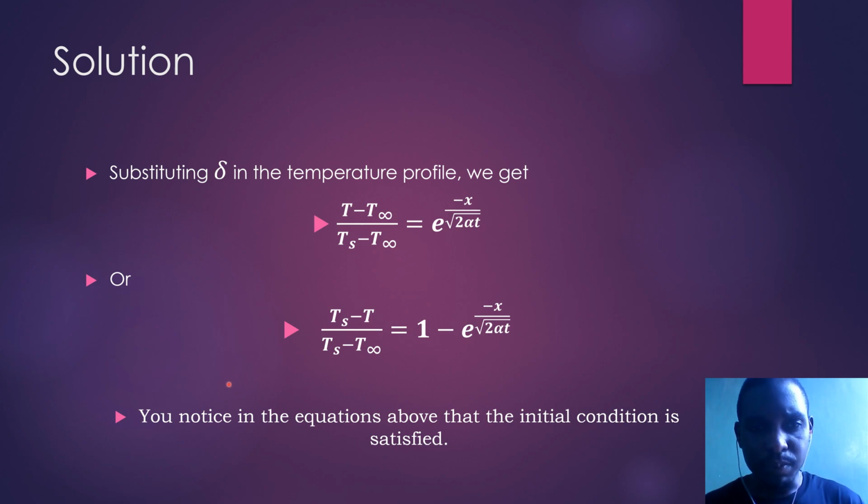Now you notice that we postulated that for the initial condition to be satisfied, lambda should be proportional to t. And that's what we have got. If you go ahead and substitute the time t is equal to 0 into this temperature profile, you will get the initial condition. So since the boundary conditions and the initial condition are satisfied, we've solved the heat equation.